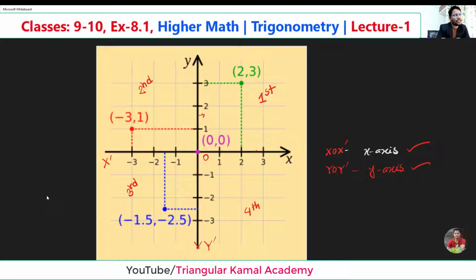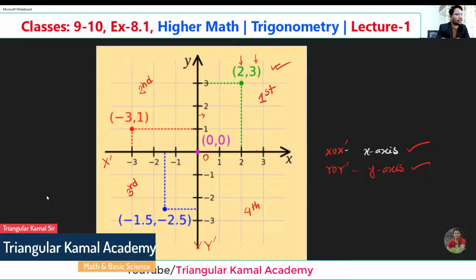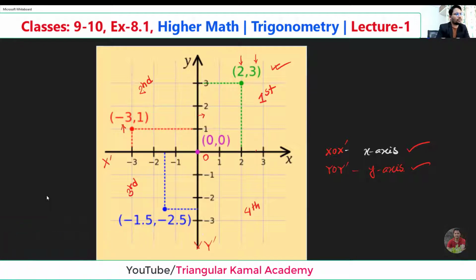So in this quadrant system, if we see the first quadrant, it has the positive side of x and the positive side of y. When we consider a point like (2, 3), the abscissa is positive 2 and the ordinate is positive 3, that means 2 units to the right and 3 units upward, so all are positive here. In the second quadrant, this is the negative side of x, that means the abscissa must be negative, and it's also the upper side, that means the positive side of y, so it's 1 unit positive. So in the second quadrant, y is positive and x is negative. In the first quadrant, both the abscissa and ordinate are positive.